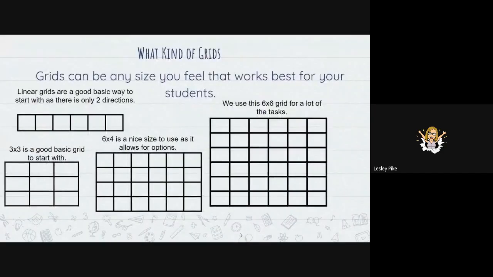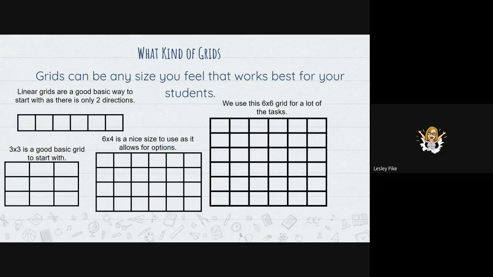And the grids can be any size, any shape, any color, anything you feel works best for your students. So you could do a linear grid, which is nice because there's only two directions, left to right or right to left. You can start with a small grid like a 3x3, or you could start with a 6x6 grid.